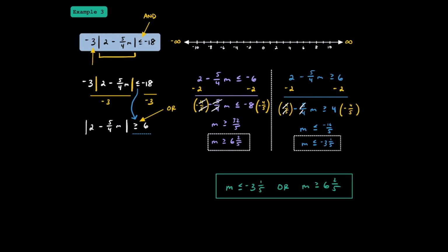This represents all the possible values of m that make our inequality true. On a graph, we'll put a solid circle on negative 3 1/5 and draw an arrow pointing to the left, or numbers that are smaller than it. And we'll put a solid circle on 6 2/5 and draw an arrow to the right to point to numbers that are greater than it. This would be a graph of all the possible solutions.